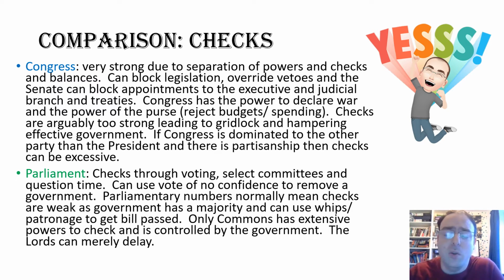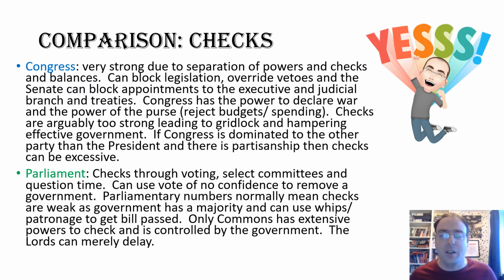Now, you can argue that the checks that the Congress has over the executive are actually too strong, and what it leads to in the US is complete gridlock. And we've seen quite a long period now with really partisan politics in the US, which again is more unusual than it is in the UK, where the gridlock has really hampered, first of all, Obama and then Trump from doing anything of note in the second half of Obama's time in office and through the entire 4 years under Trump. And it hampers effective government.